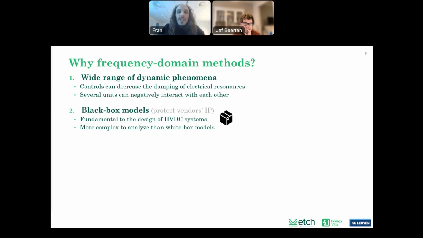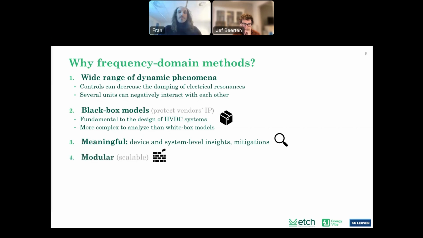Frequency domain methods also allow you to study systems which include black box models. So if you don't have a mathematical description of your system available, you can still study it and obtain very relevant information. And black box models are fundamental to design HVDC systems, as we have been seeing lately. However, they are a bit more complex to analyze than the white box descriptions. However, frequency domain methods can be very meaningful, and they can bring device level and system level insights and mitigation.